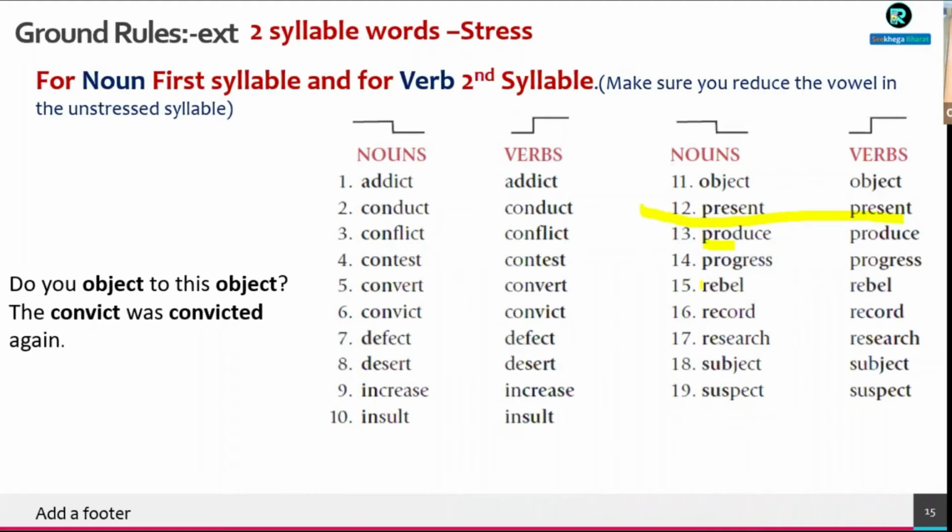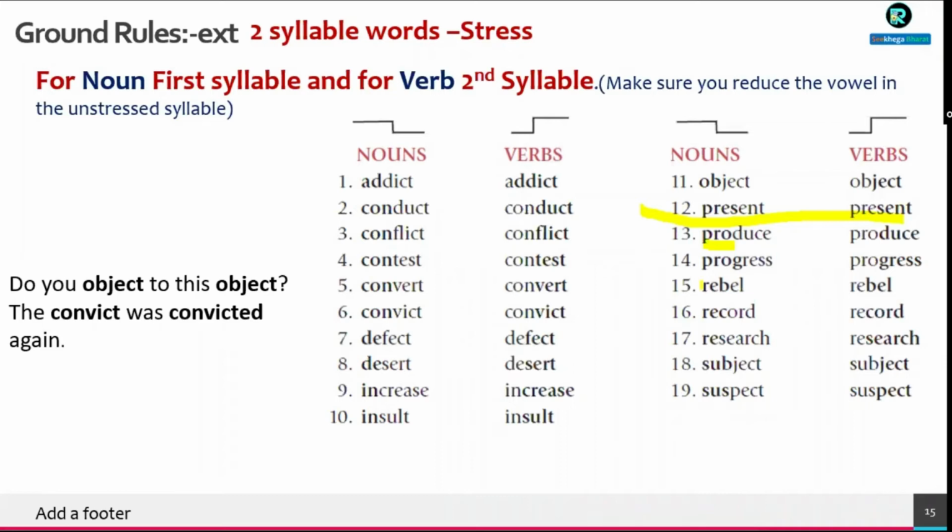Okay, number 14. Progress. Yeah, progress. Better. Very good. Progress. Correct. That was better. Very good. Then the next one is rebel.